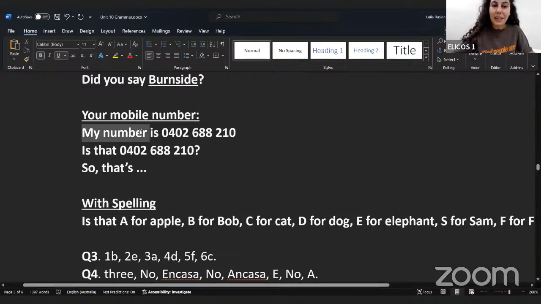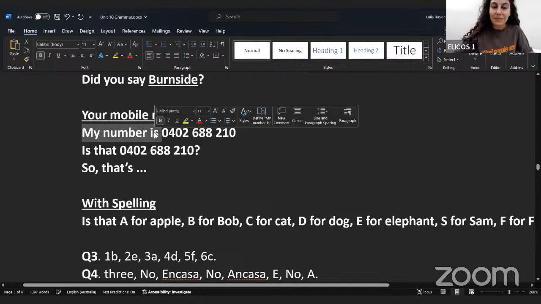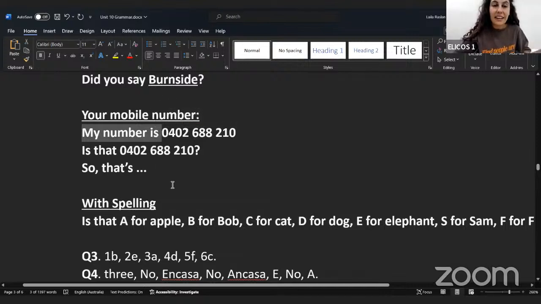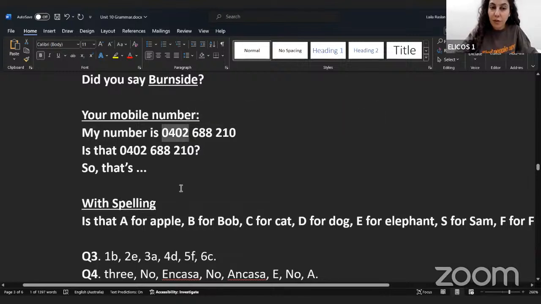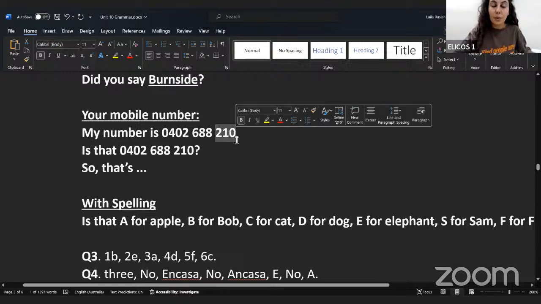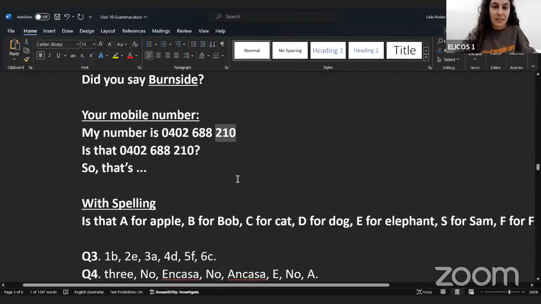Well, you could say my number is... Now in Australia, with our mobile number, we just say mobile. We don't say cell phone. So we say my mobile number or my number is, and then we divide it by saying the first four numbers, and there's a stop in your sound. Then we say the next three numbers, and then you pause, and then you say the last three numbers.